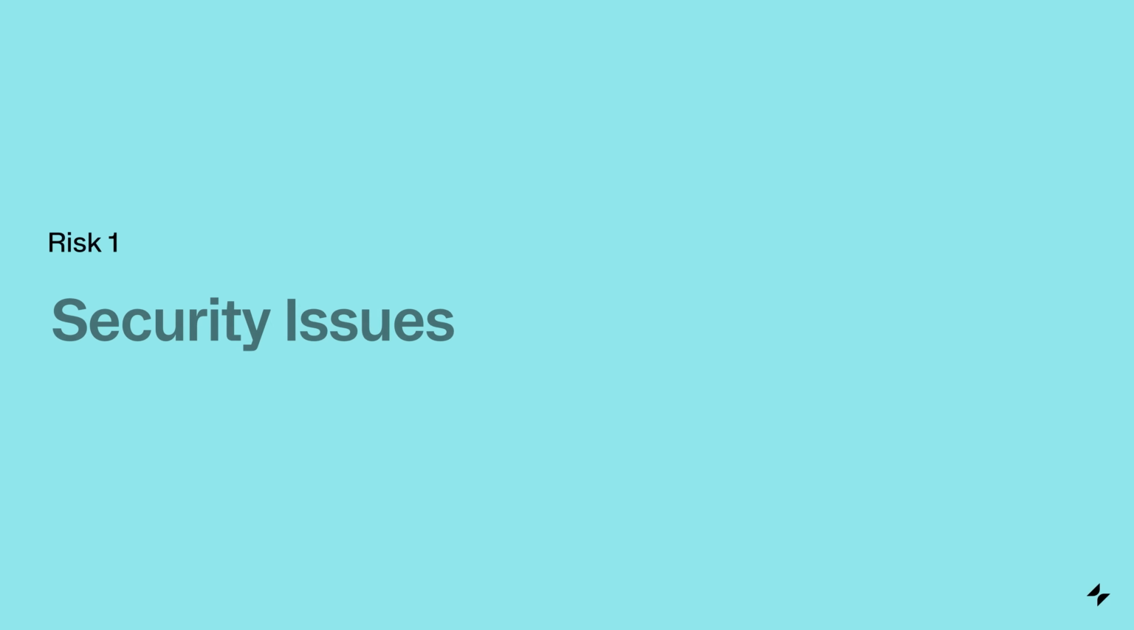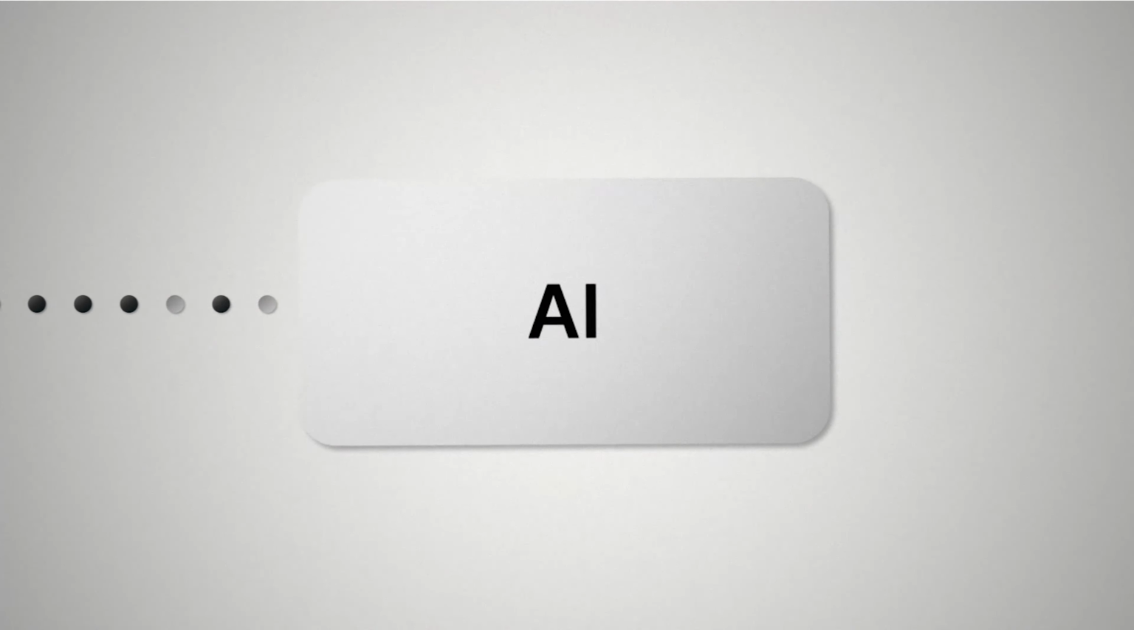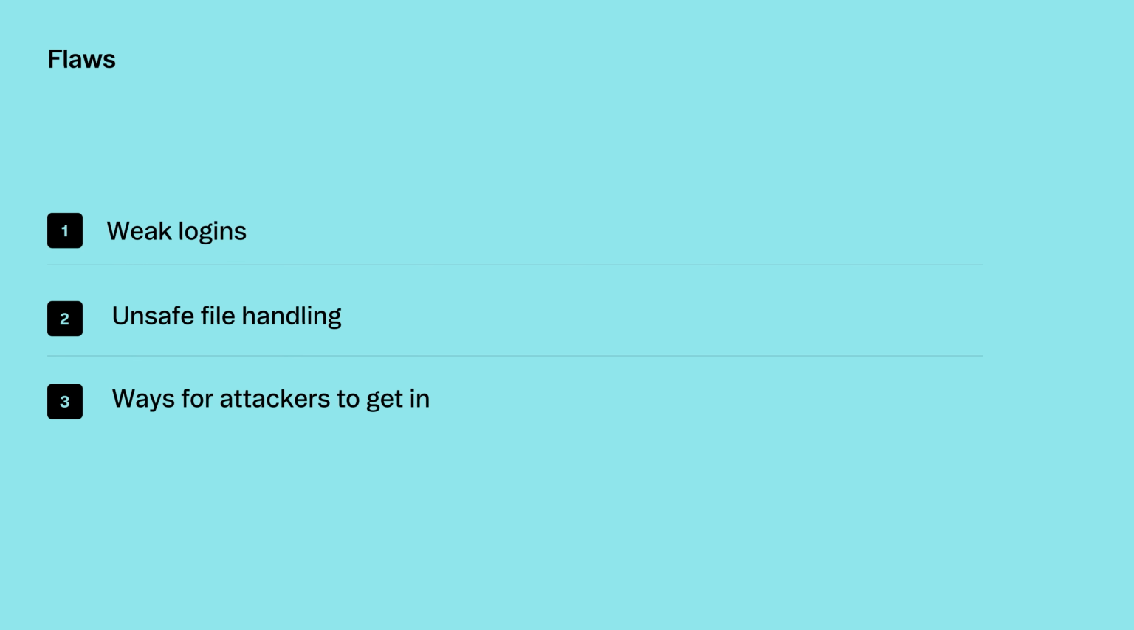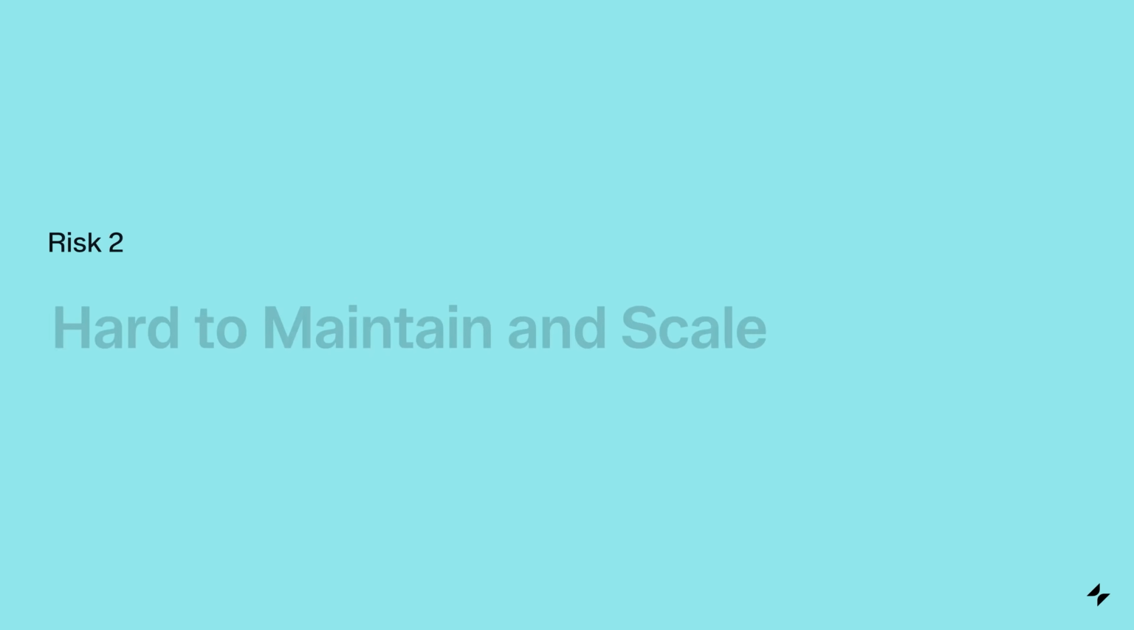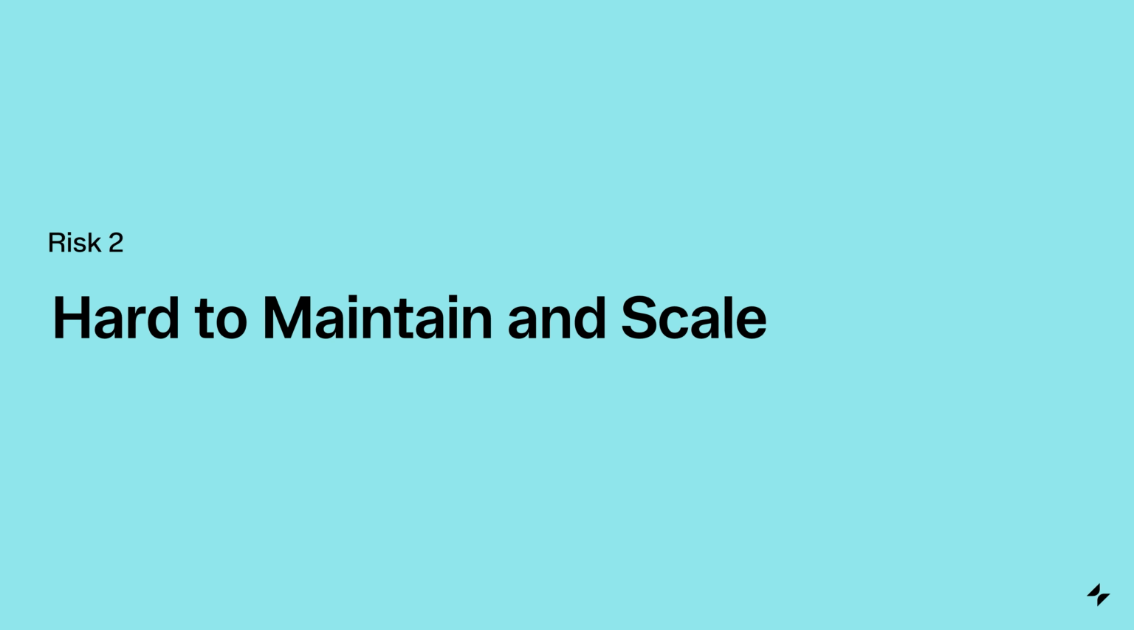Risk number 1, security issues. The first risk is security. AI learns from a huge amount of public code, and a lot of that code has mistakes. So vibe-coded apps can include flaws, like weak logins, unsafe file handling, and even ways for attackers to get in. For a simple landing page, that's not a big deal, but for apps handling customer or business data, it's a serious problem.